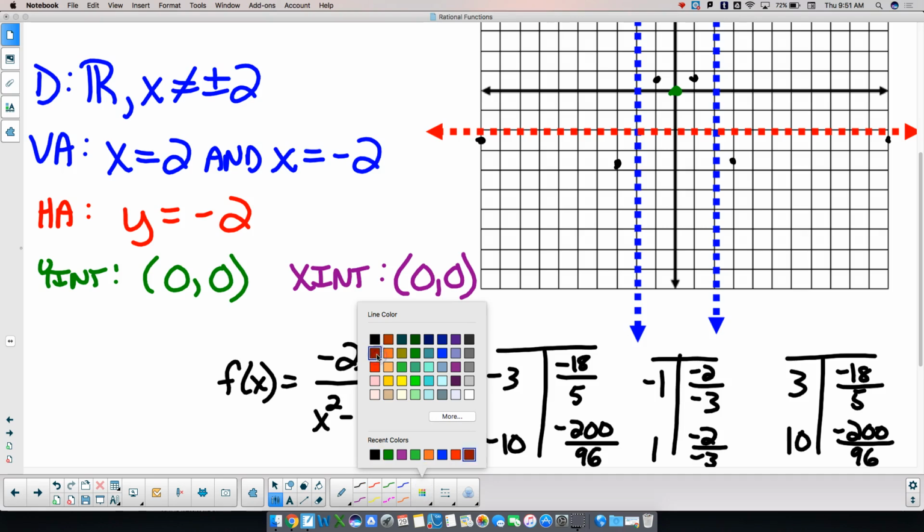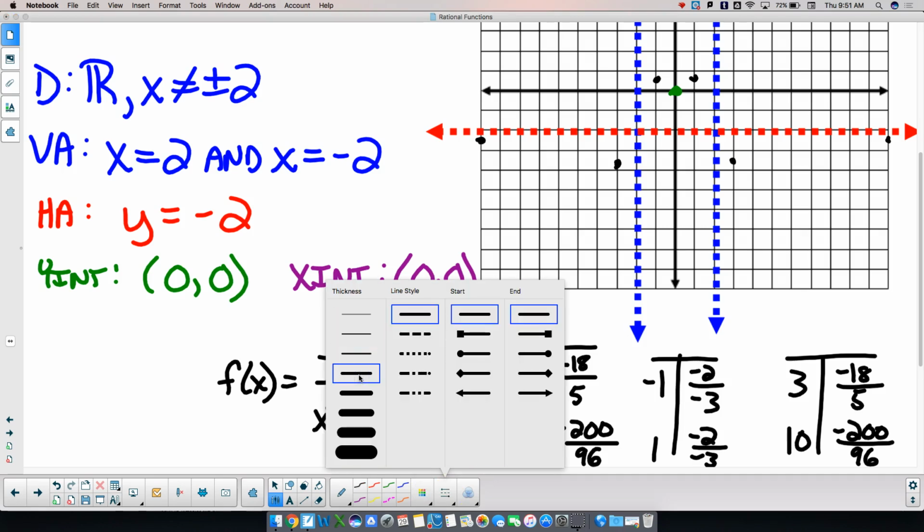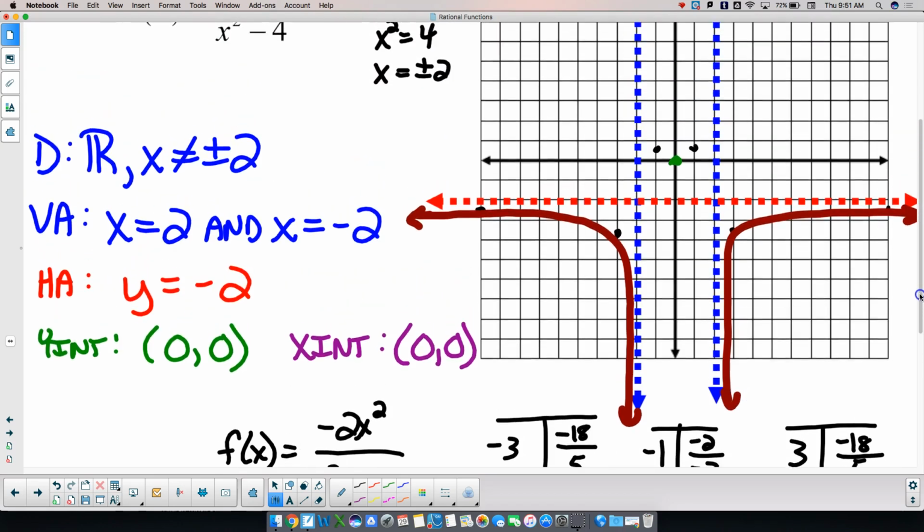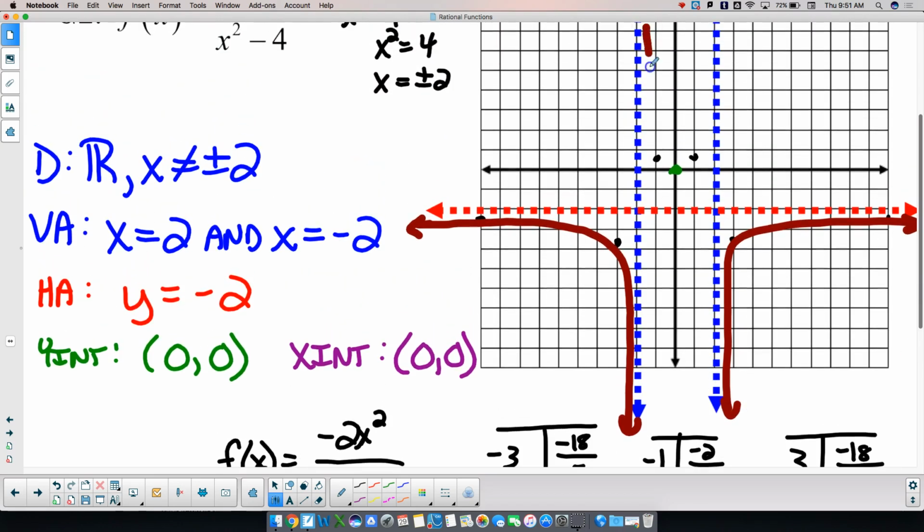Color is that one. Spacing is that one. And then that gives me here. Kind of missed a little bit, but that's okay. Here. And there. Right?